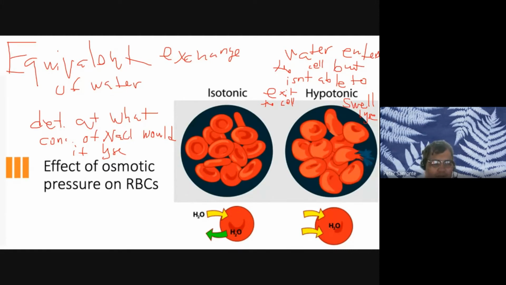Now, that would cause it to swell and to lyse. In your osmotic fragility, you're going to determine at what concentration of sodium chloride it would lyse. Would it lyse at 0.85% NaCl? Would it lyse at 0.80% NaCl? And so on. So, we're going to use this sodium chloride solution as your determinant.